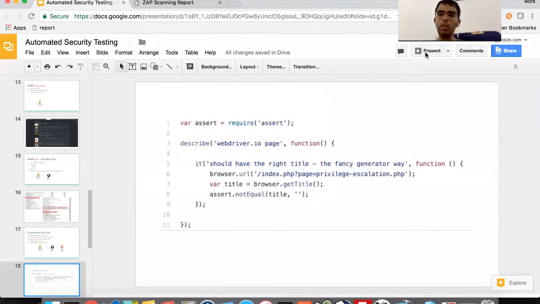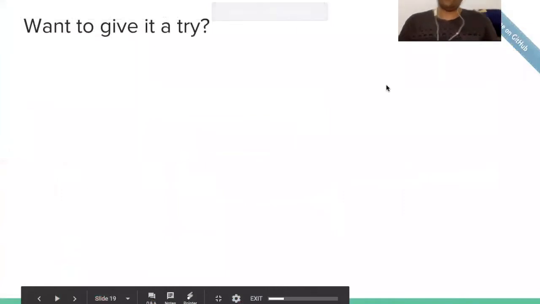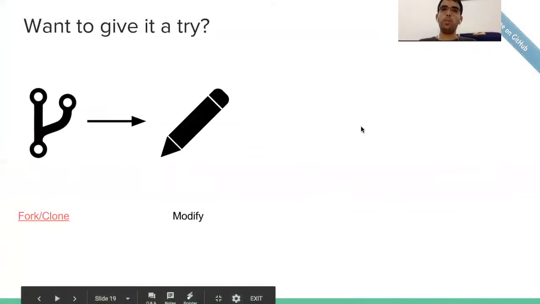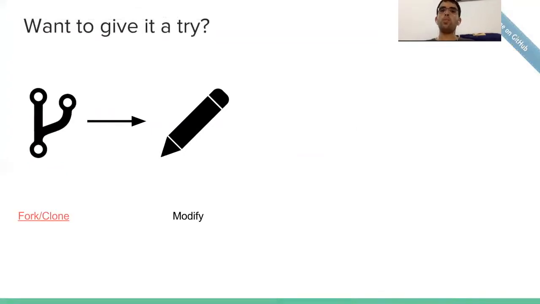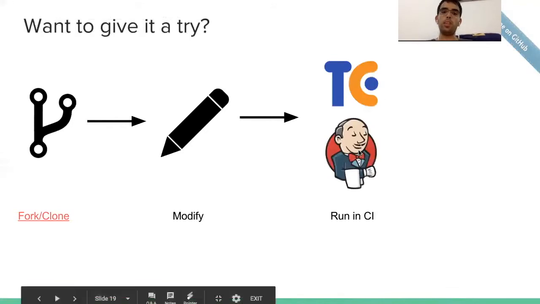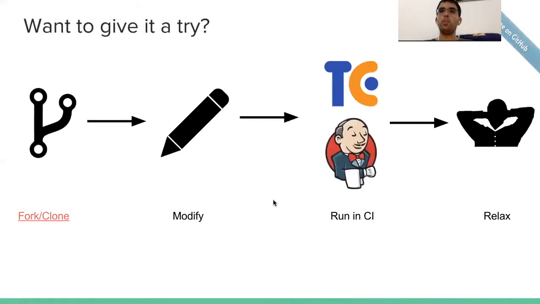Now, let's move on. You're probably asking yourself, okay, I want to give it a try. What do I need to do? This is really simple. All you need to do is fork or clone the GitHub repo. You need to modify it a bit. You don't want to run it against JuiceShop with the test I have. You want to replace JuiceShop with your application and the test with your tests. And then you can just put it in your CI environment, with TeamCity or Jenkins or whatever you're using. And then you can just relax and watch it working and know that someone is watching your back, and you don't need to worry about this point.